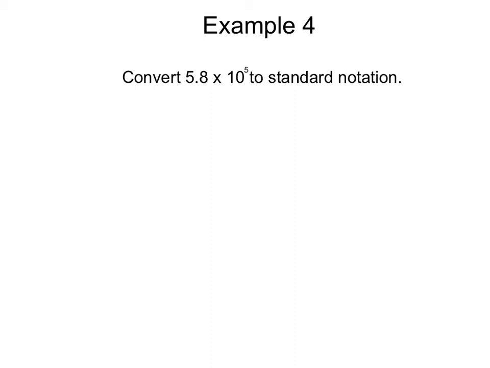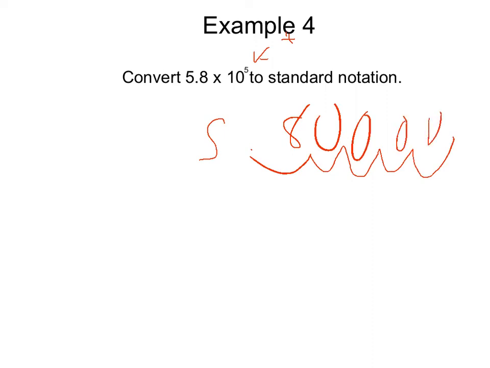Now let's try it. Convert 5.8 times 10 to the fifth power to standard notation. Since the exponent is positive, the decimal point is moved to the right. Since it is 5, we move 5 places. So 1, 2, 3, 4, 5. So 5.8 times 10 to the fifth power equals 580,000.